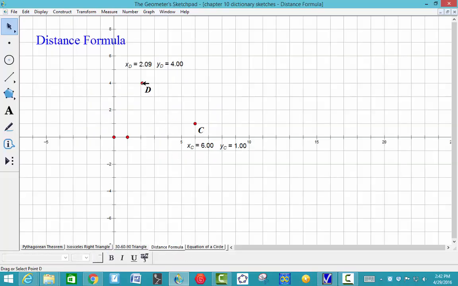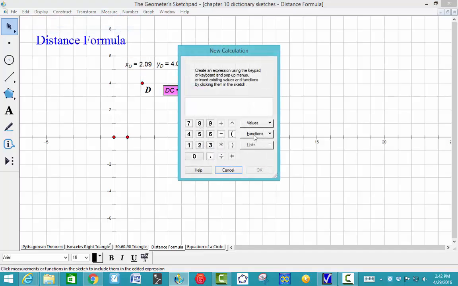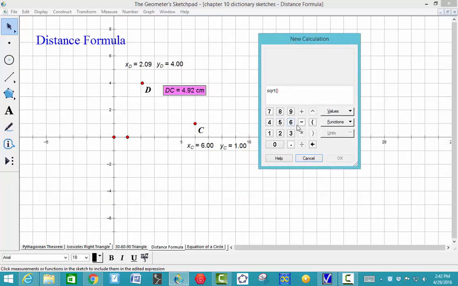The distance formula. So we want to find the distance between 2 points. If I highlight the 2 points and measure the distance, I can see that the distance from D to C is 4.92. Where that comes from, or the formula that we're going to use, we're going to say number, calculate, and we're going to take the square root of parentheses x2 minus x1 squared. I have to go back. I want to make sure the quantity is squared.